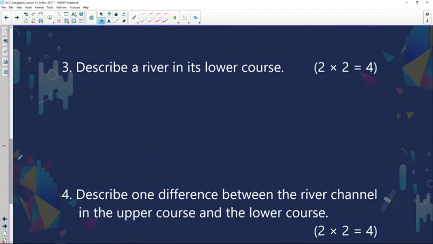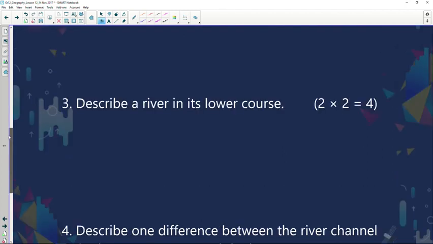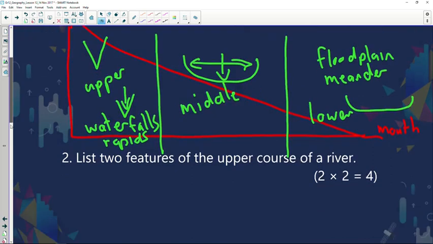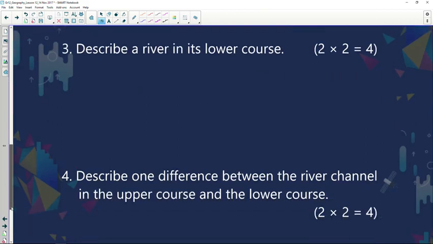If we quickly look at question number 4, describe one difference between the river channel in the upper course and in the lower course. Now the river channel over there is very narrow and deep, where in the lower course the river is very wide and shallow during the lower stages of the river.